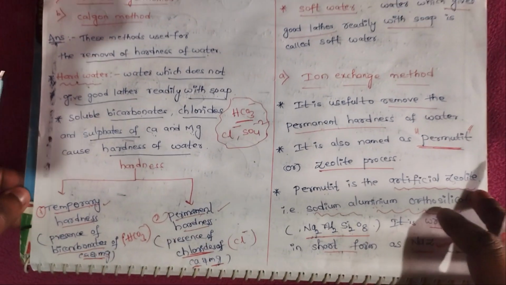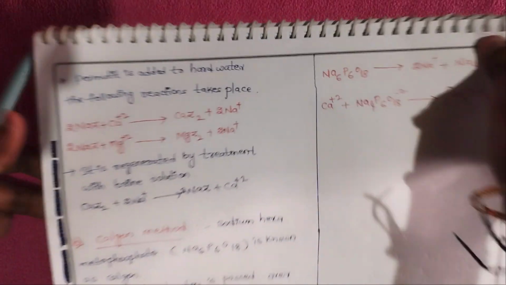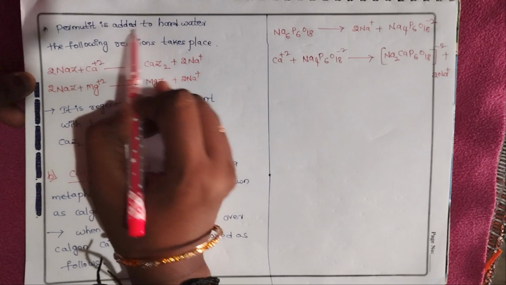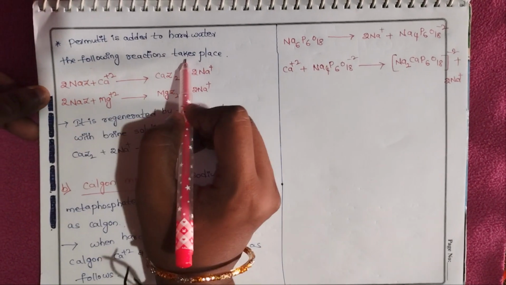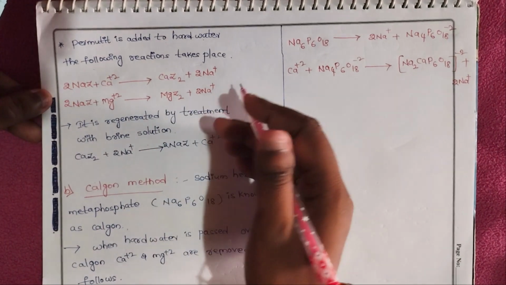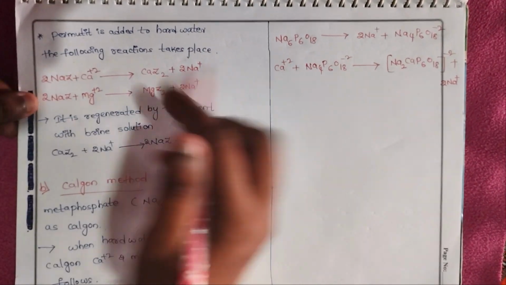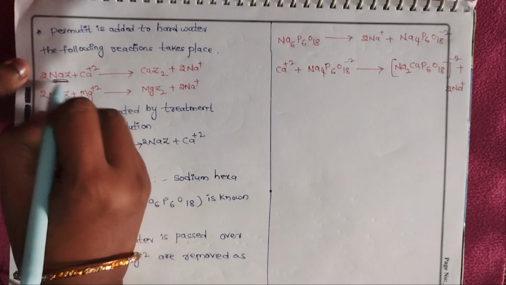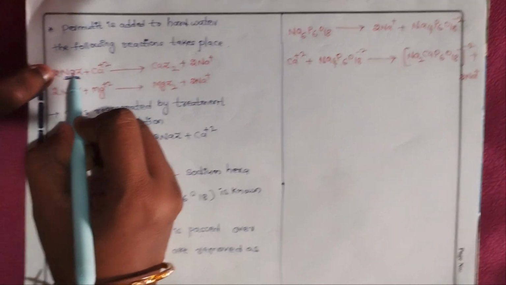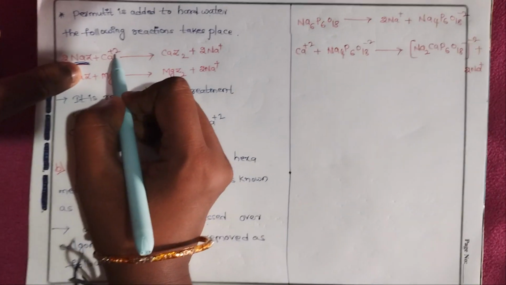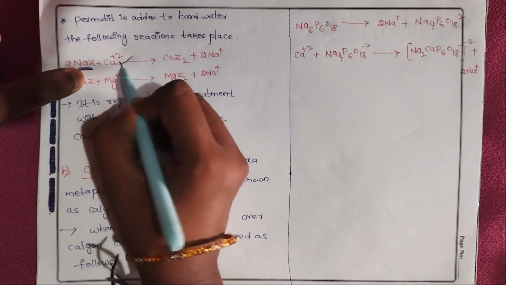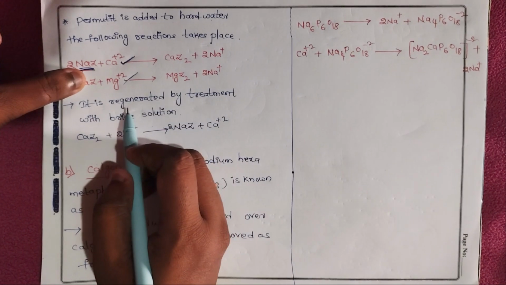What reactions mainly occur in this ion exchange method? When the permutit is added to hard water, the following reactions take place. We already discussed that we write the formula simply as NaZ, which is the permutit. This permutit is added to hard water, in which calcium ions and magnesium ions are present.